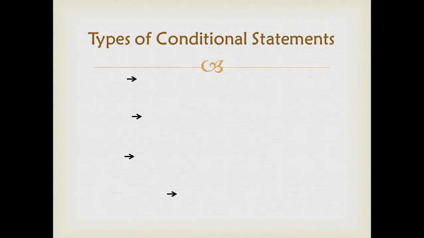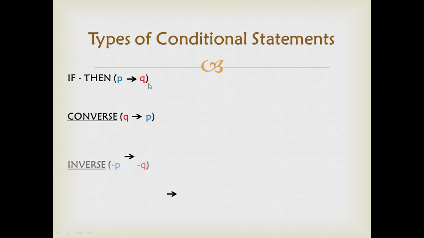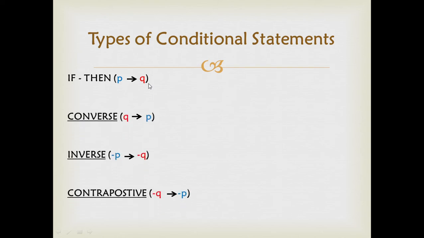So, here we go. The different types of conditional statements will start with the original if-then form. P is the hypothesis, Q is the conclusion. The three types are converse, inverse, and contrapositive. So, let's play with the symbols. When we say converse, we just switch the hypothesis and the conclusion, the position of the two. So, you will say the conclusion before the hypothesis.